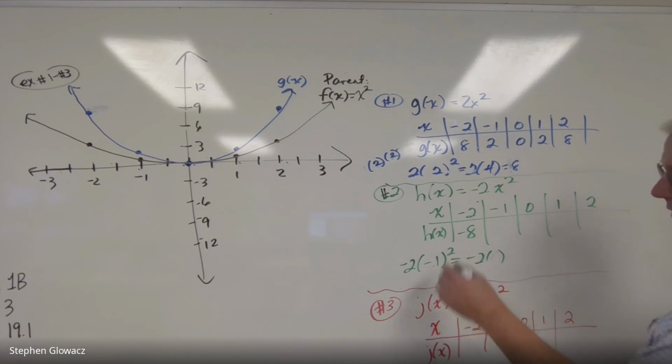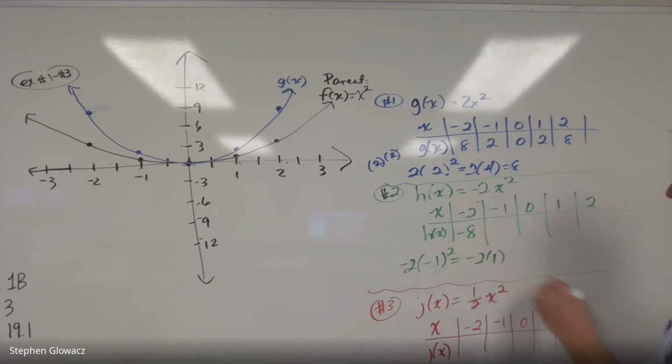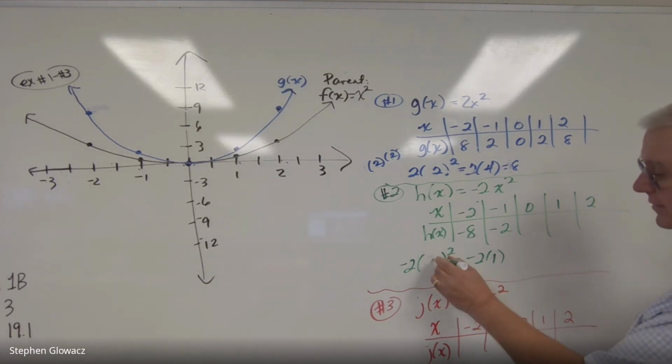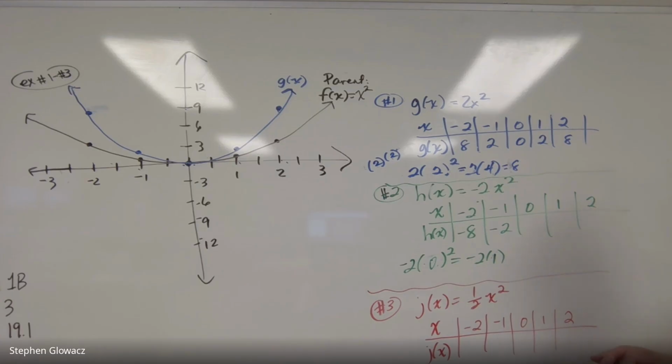Next, we have negative 1. Negative 1 squared, negative 1 times negative 1, is positive 1, and then negative 2 times positive 1 is negative 2. Next, we have 0. 0 squared means 0 times 0 is 0, and anything times 0 is, of course, going to be 0.